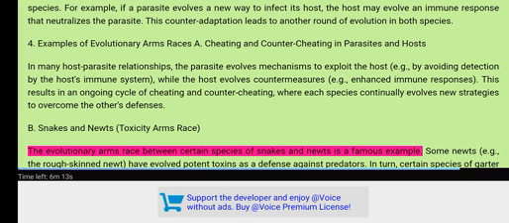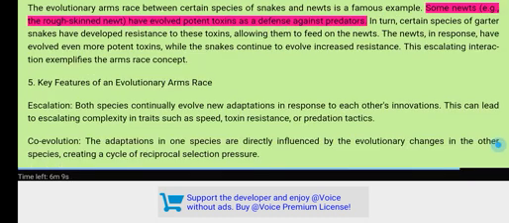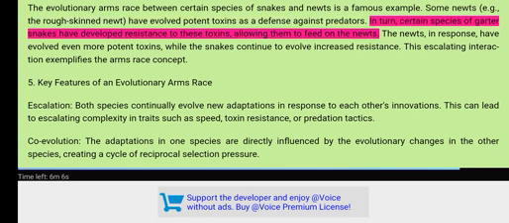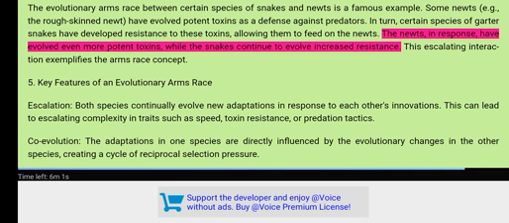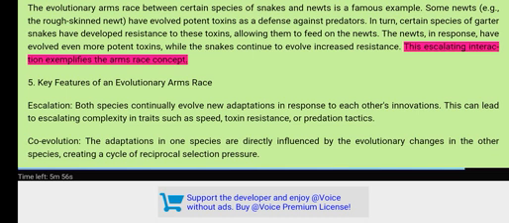B. Snakes and newts toxicity arms race. The evolutionary arms race between certain species of snakes and newts is a famous example. Some newts, e.g., the rough-skinned newt, have evolved potent toxins as a defense against predators. In turn, certain species of garter snakes have developed resistance to these toxins, allowing them to feed on the newts. The newts, in response, have evolved even more potent toxins, while the snakes continue to evolve increased resistance. This escalating interaction exemplifies the arms race concept.